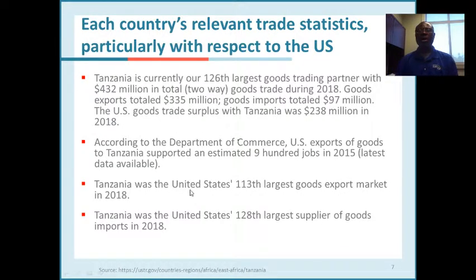Tanzania is currently our 126th largest goods trading partner with 432 million in total two-way goods trade during 2018. Goods exports totaled 335 million. Goods imports totaled 97 million. The U.S. goods trade surplus with Tanzania was 238 million in 2018. This is, by the way, one of the only countries among the four countries that we have a trade surplus with. We have a trade deficit with the other countries.